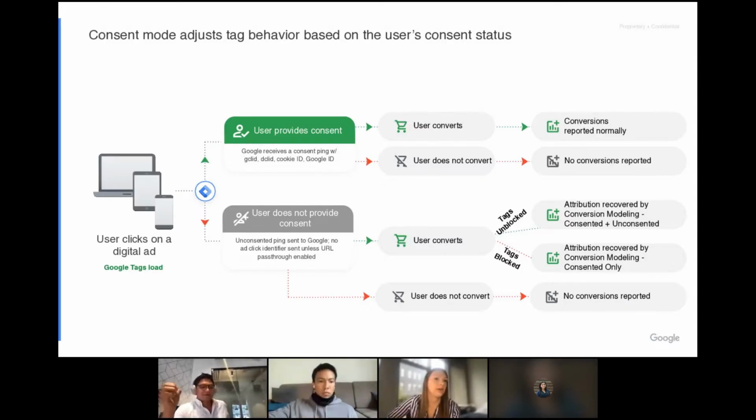On the bottom path, if the user does not provide consent, then an unconsented ping is sent to Google. So there's no ad click identifier like in the first path. If the user converts and the tags are unblocked, we are able to recover through conversion modeling consented and unconsented conversions. And if the tags are blocked, then we'll only recover the consented-only conversions. And then similar to the top path, if the user does not convert, then no conversions are reported.